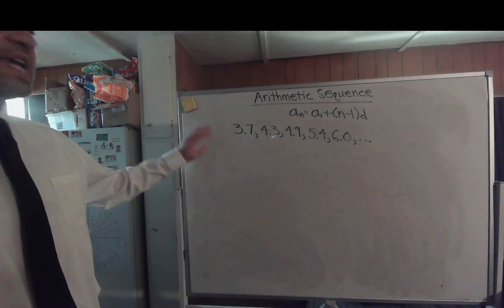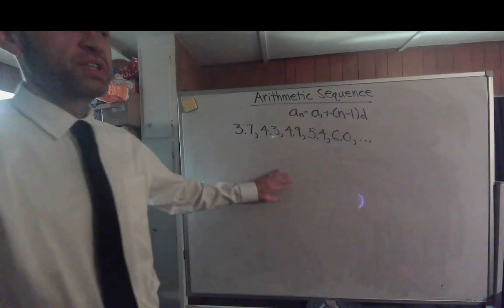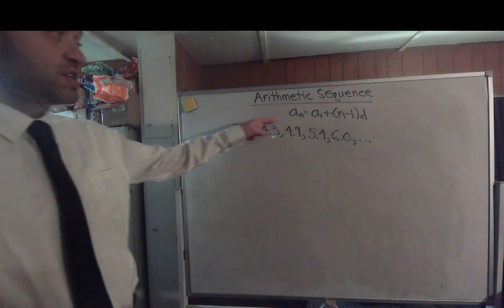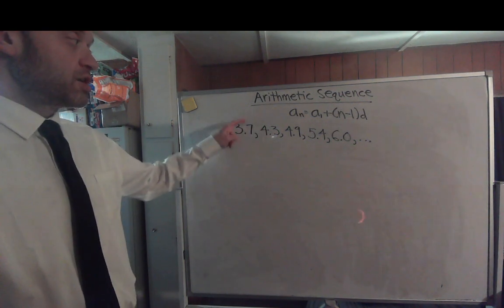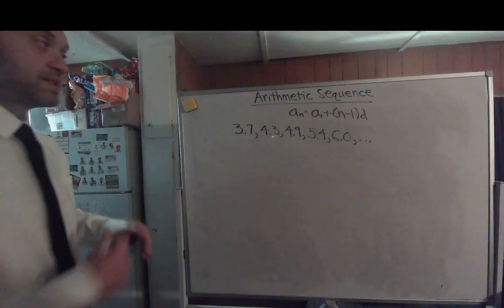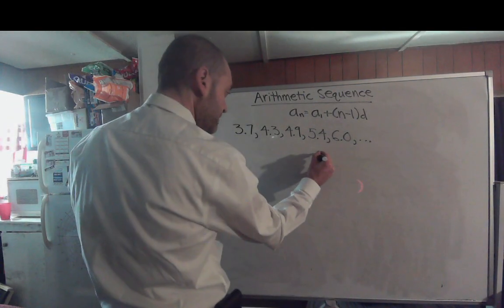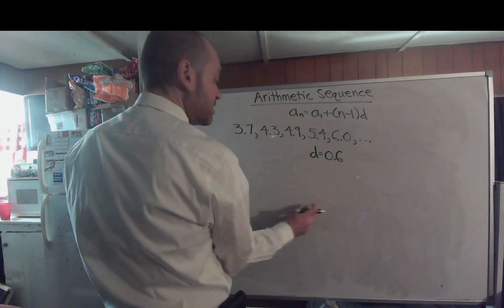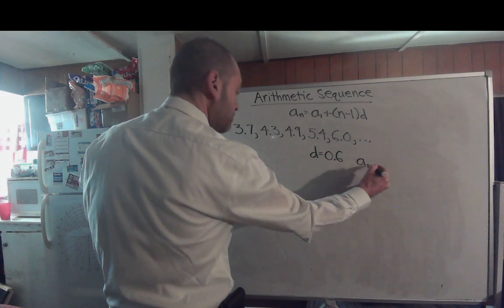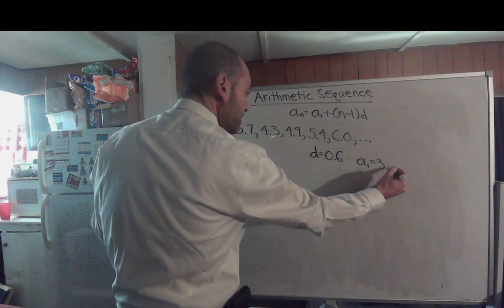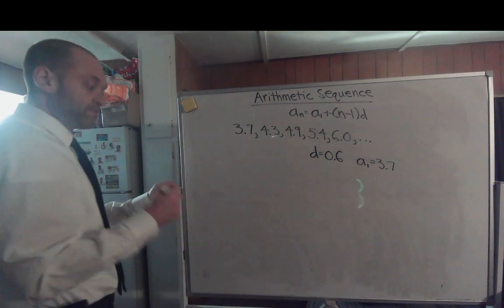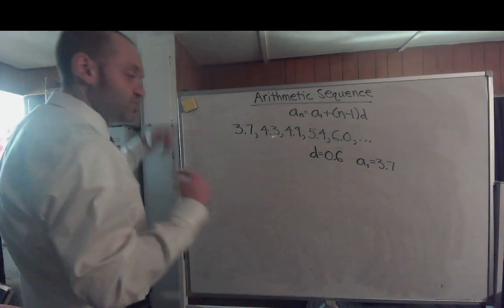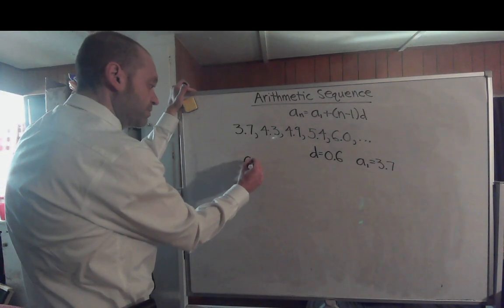Yes, you actually can get fractions and decimals in an arithmetic sequence. If you look between each and every single term, it goes up by 0.6. So the common difference in this case is 0.6. Your very first term, a sub 1, is 3.7. So we've identified the common difference and the first term. We have enough now to find the general formula, the explicit formula.